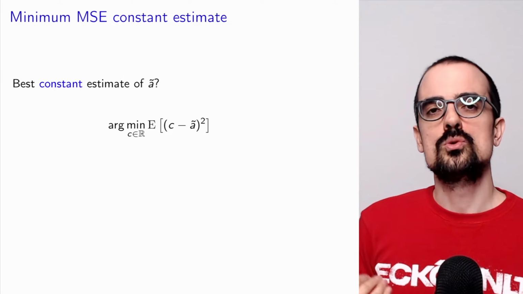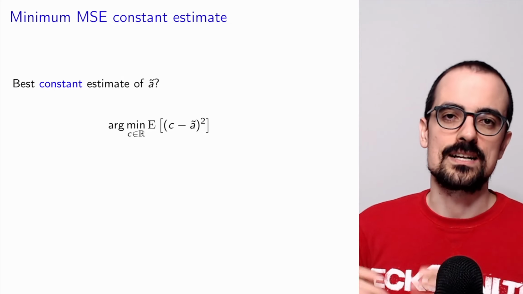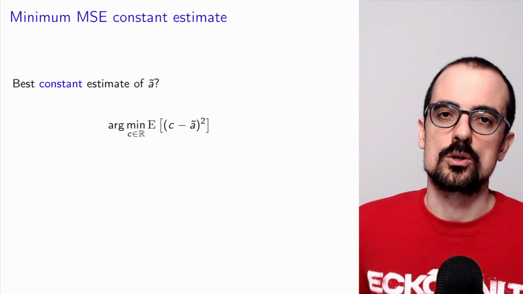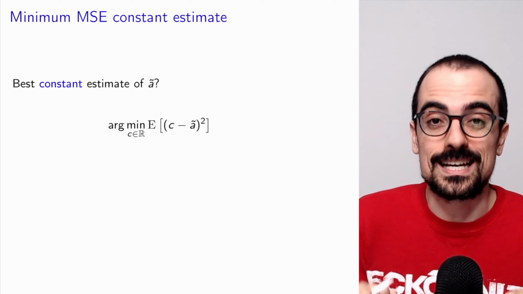So in order to try to reason what could be a good estimate of a quantity given another one, let's imagine that you just want to estimate a quantity represented by a random variable and you know nothing. You only know the PDF of the random variable or the PMF of the random variable. So then you can just produce a constant estimate.